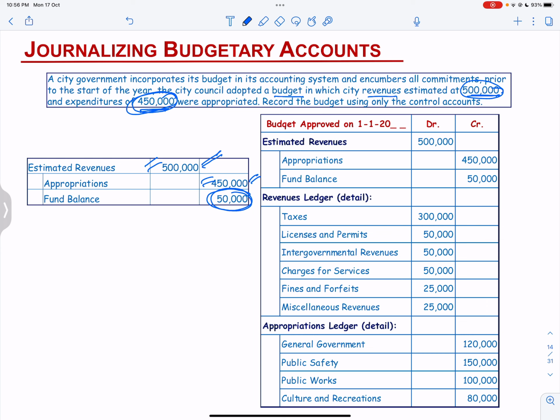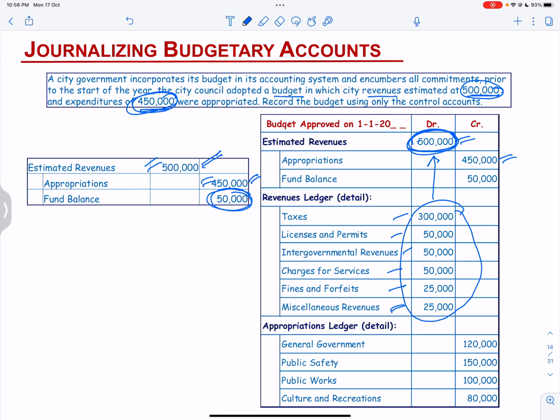This is what they have planned: that they are going to generate a revenue of 500,000 and they are going to spend 450,000. This 500,000 of revenue will be generated through taxes, licenses and permits, intergovernmental revenues, charges for services, fines and forfeits, and miscellaneous revenues. If you make the total of this, it will be equal to 500.